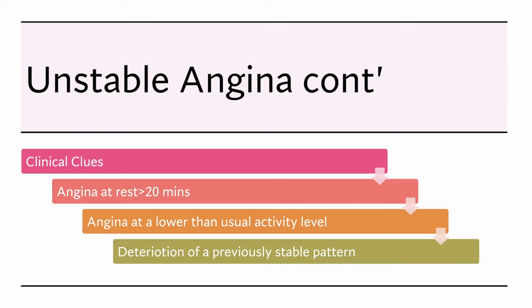Or just any deterioration of a previously stable pattern. They used to be able to walk every day. Now they can only walk 2 days a week due to chest pain. That'd be a milder form of unstable angina, but it's certainly a clue that something's going on.